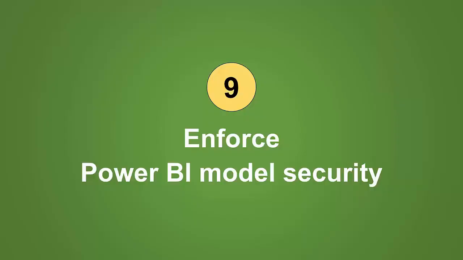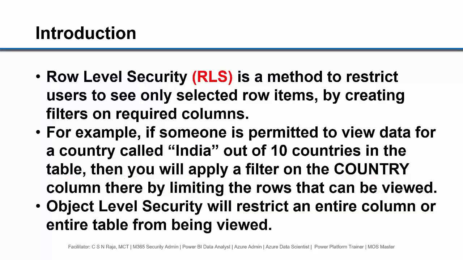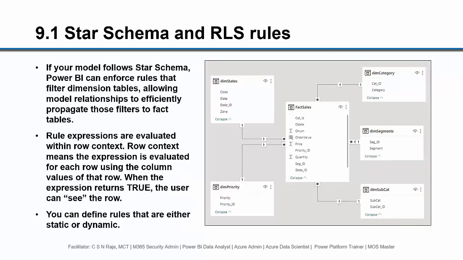You just saw a simple demonstration on the 9th module, enforcing Power BI model security. I already spoke about RLS and object level security, and the information that I need to insist is if your model follows star schema, Power BI can enforce rules that filter dimension tables, allowing model relationships to efficiently propagate those filters to fact tables. Rule expressions are evaluated within row context. Row context means the expression is evaluated for each row using the column values of that row. When the expression returns true, the user can see the row.